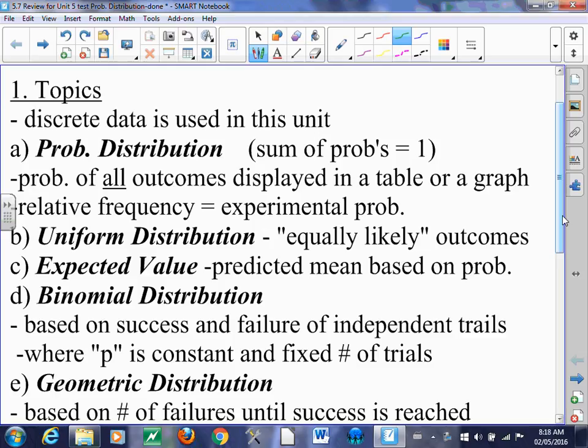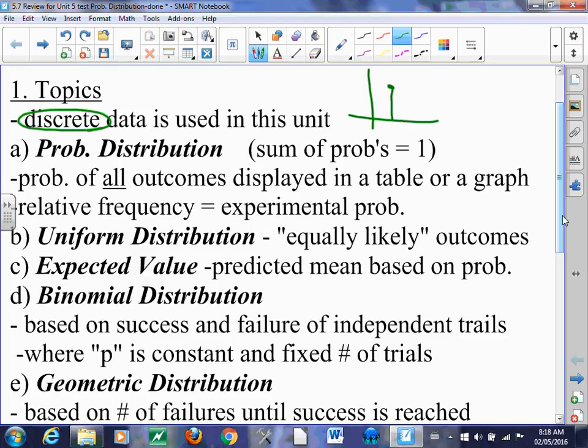So just remember that all the data we used is called discrete data. When you do your probability distribution, folks, remember it's the data point with a tail, either like a tadpole or like a flagpole when you're graphing your probability distribution. Just remember that the sum of the probabilities always equals 1 or 100% because they all add up. Probability of all outcomes are to be displayed in a table or a graph. And remember that the relative frequency equals the experimental probability.